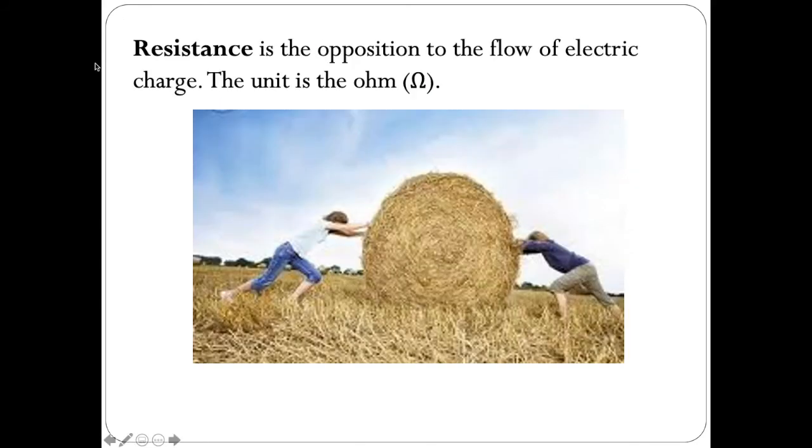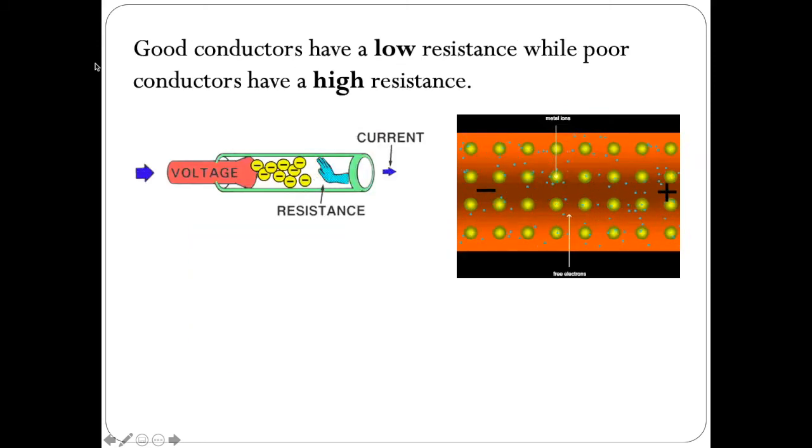Resistance is the opposition to the flow of electric charge. The unit is the ohm, which is that little upside down horseshoe thing. If you imagine that you're on a sports team and you're playing against another team, they are your opponent. So opposition is like your opponent, the one you're fighting against, the one you're trying to beat. So we need to try to beat resistance in order to have electric current flowing. Good conductors have a low resistance. Poor conductors have a high resistance.